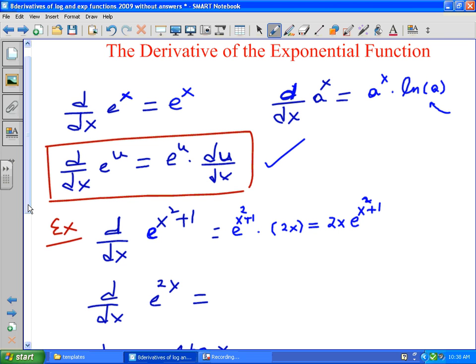This is also of the form e to the u, where u is a function of x. So we're going to apply again the chain rule formula, which is e to the 2x times 2, right? The derivative of 2x is 2. Okay, what would you do with something like this one?